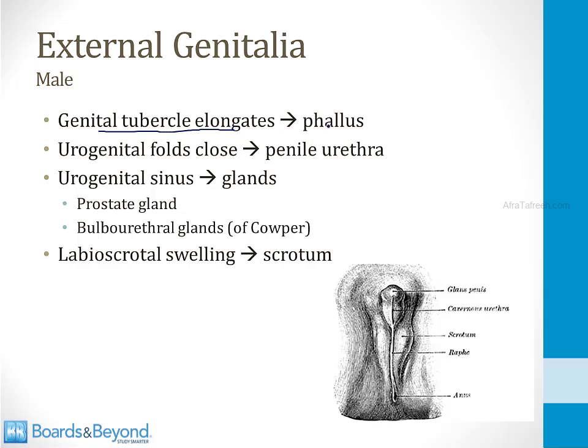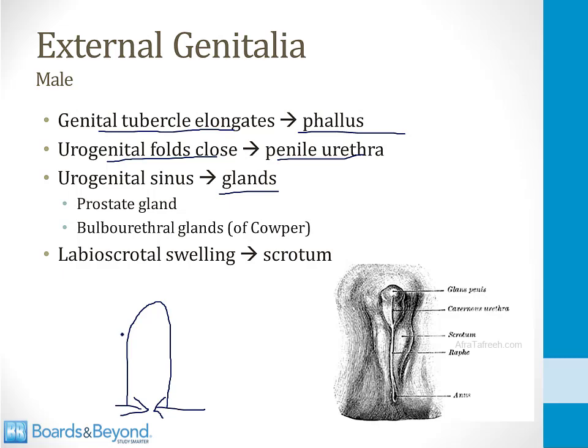The genital tubercle elongates and forms the phallus, which is just another word for penis. The urogenital folds close and form the penis surrounding the penile urethra. And then the urogenital sinus will go on to form glands. Remember that sinus is a cavity that goes inside the embryo. The opening to the cavity will be closed when the folds come together and form the penile urethra. But that cavity that goes inside of the embryo will form glands inside the embryo.